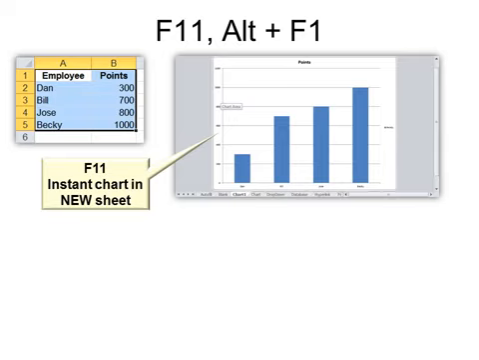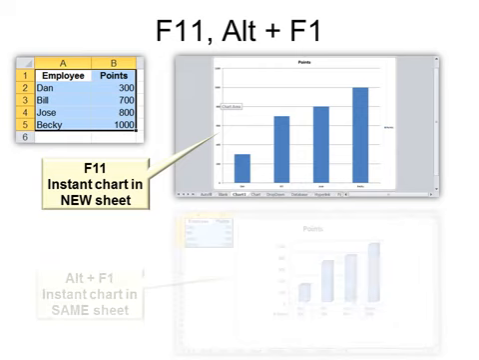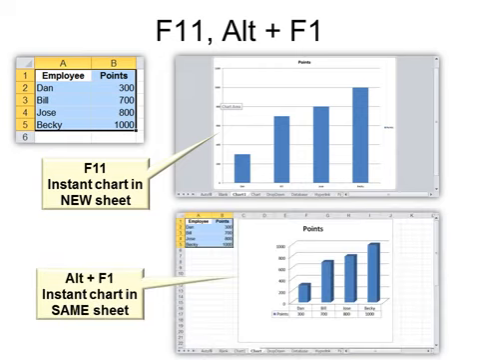However, a lot of times I don't want a full sheet of just a chart. I want it next to the data. In that case, I would use Alt F1, because that will create an instant chart in the same sheet. Very convenient. I've had people say that they would create charts if they thought they were easy. They are. Simply highlight the data and hit Alt F1 or F11.